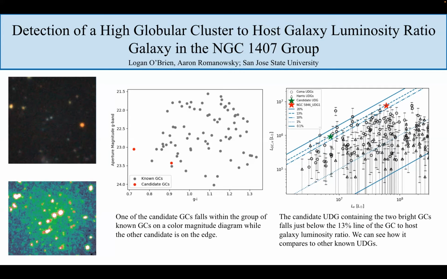But assuming they are globular clusters, we can then plot them on this right plot here, which is plotting the total luminosity of the globular clusters versus the luminosity of the host galaxy. And these diagonal lines are lines of constant luminosity ratio. So the green star there is my galaxy that I've seen. The red star is another galaxy, NGC, I can't really read the number, but it's another galaxy in the literature from the 2022 paper. And these both fall on the 13% line. So 13% of these galaxies' luminosity comes from the globular clusters.